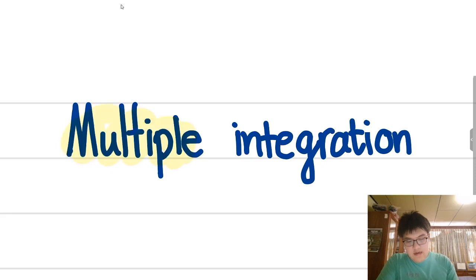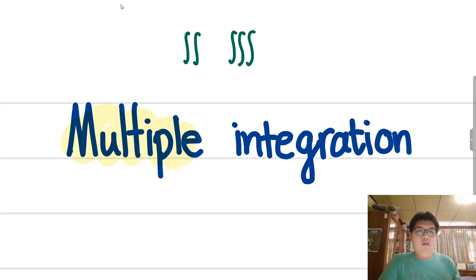Multiple means double or triple, like this one or this one. This is very important for our subject because you need to apply all of this calculation to find the volume in the triple integration and the area in the double integration, over regions that I will teach you in another video clip. But for today, I would like to tell you how to calculate multiple integration. This has a principle that you have to understand, and I will remind you together.